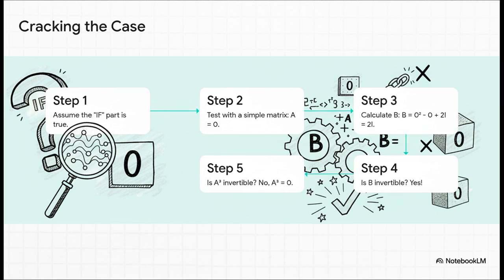Now we plug that into the formula for B. 0 squared minus 0 plus 2 times the identity matrix, that just leaves us with 2I. So, step 4. Is B invertible? You bet it is, so the if part of our claim is true. But what about the then part?